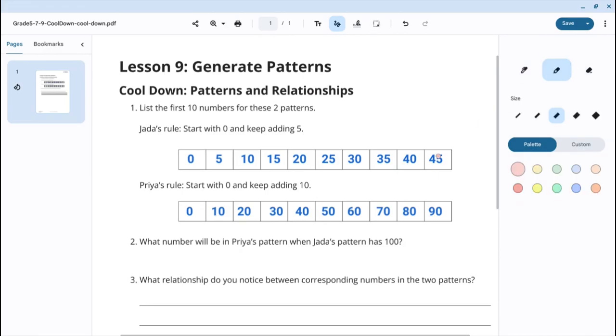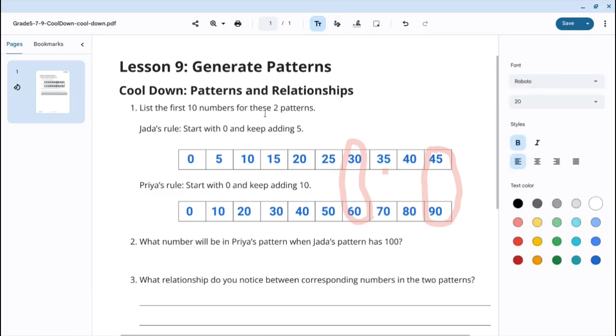So for example, right here when I look, I see that Priya's number is double Jada's number, or Jada's number is half of Priya's number. Now that exists everywhere. If I take this one for example, 30 is 1/2 of 60, or 60 is double 30. That is what we are to notice in that number 2.